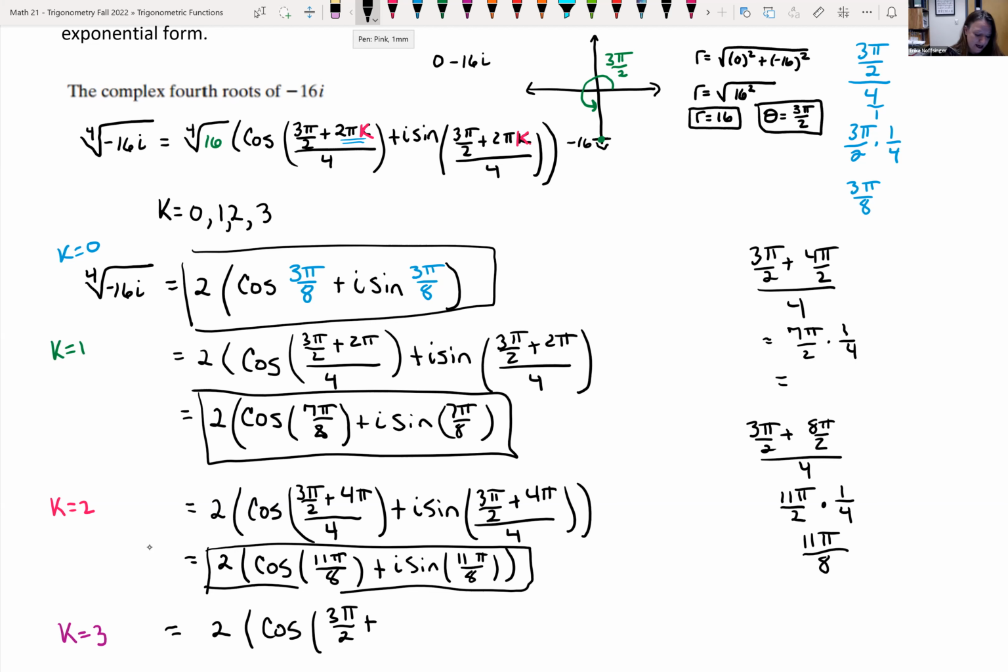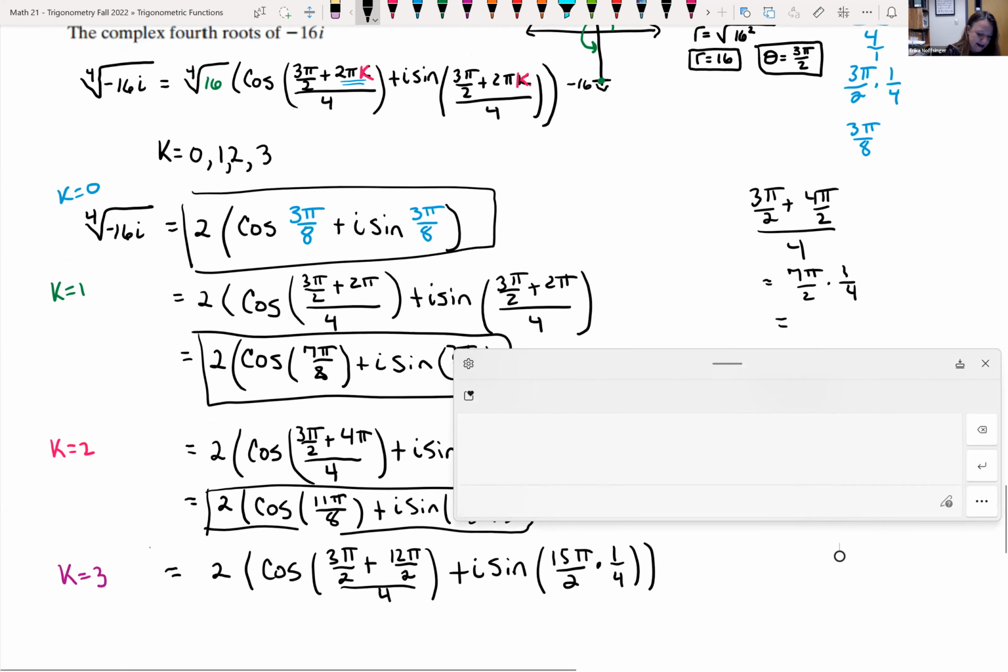Let's get a common denominator right now. So 6 pi with a common denominator of 2 is 12 pi halves all over 4, plus I sine. Well, 3 pi halves plus 12 pi halves is 15 pi halves. 15 pi halves times the reciprocal of 4. So 15 pi halves. Let's just write it. Times the reciprocal of 4, which is 1/4.